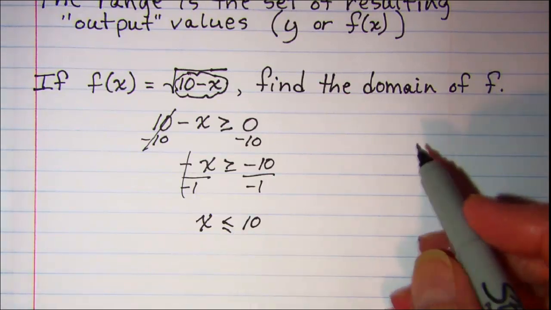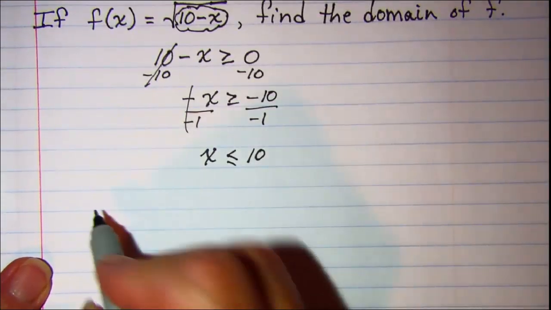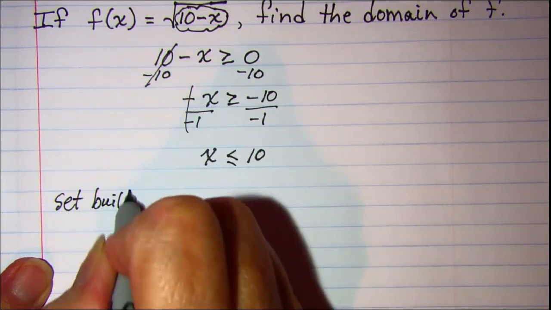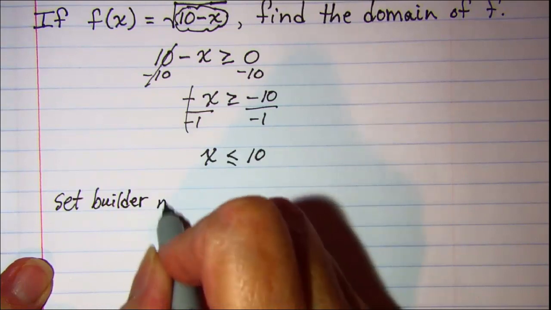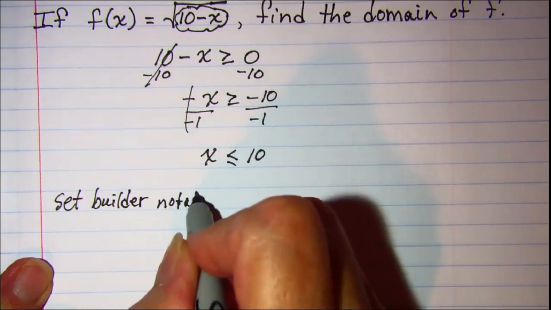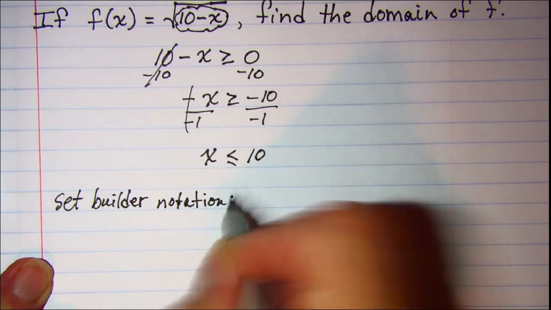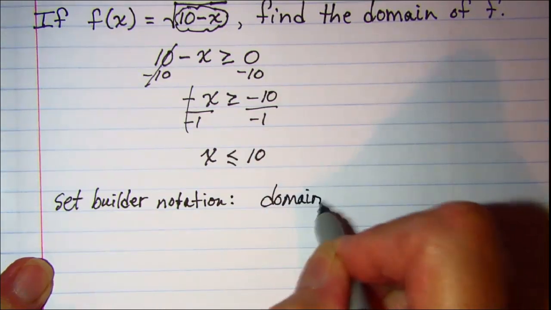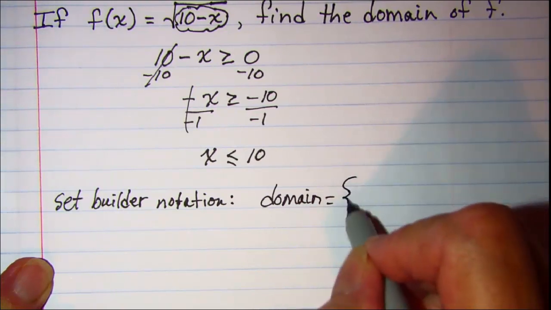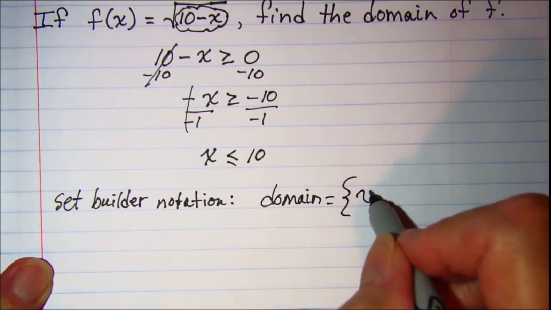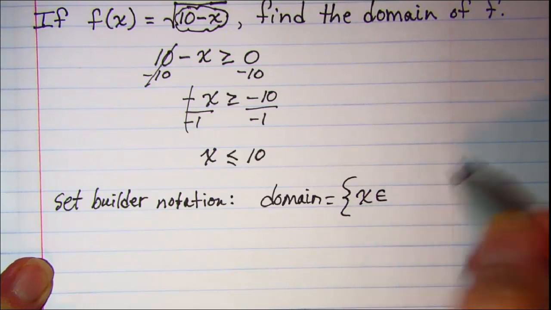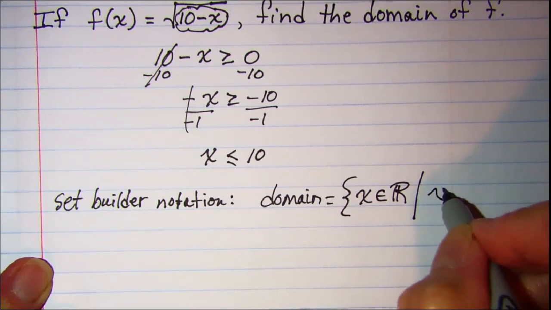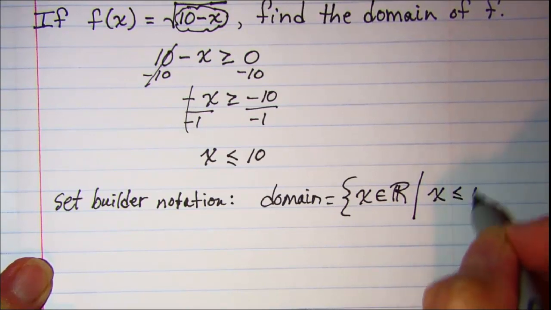Now the way I'll write that is with set builder notation. So my domain is equal to the set of all x's, which are elements of the set of reals, such that x is less than or equal to 10.